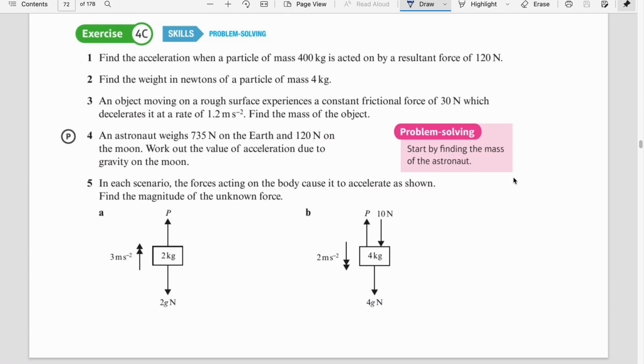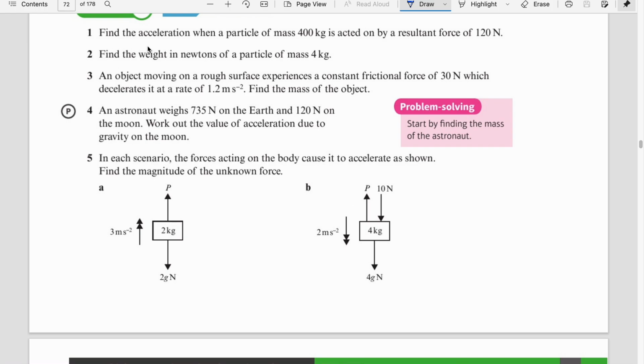Examples and exercise. Find the acceleration when the particle has mass of 400 and net force is 120. So F equals ma, force is 120, mass is 400, and we can find the acceleration: 120 by 400.